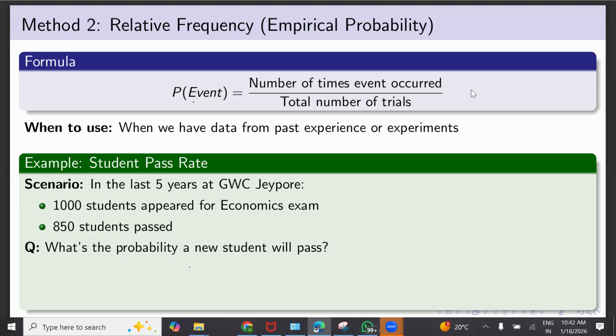Suppose, for example, student pass rate. In the last 5 years at Government Women's College Jaipur, 1000 students appeared for the economics exam, and 850 students passed. Now, what is the probability a new student will pass? Yes, can you write the answer in the chat box?